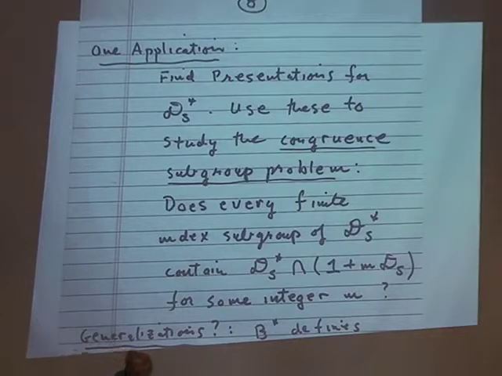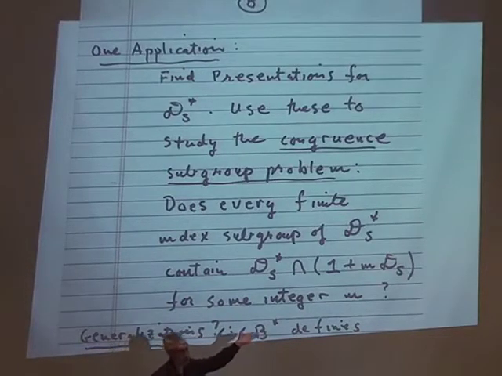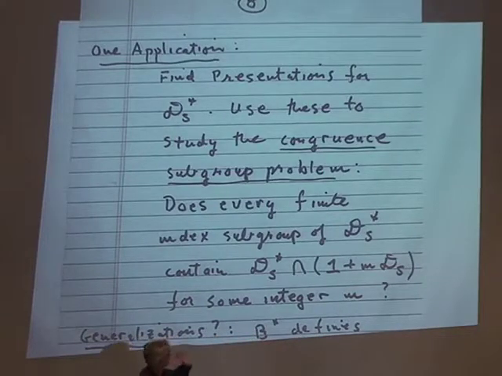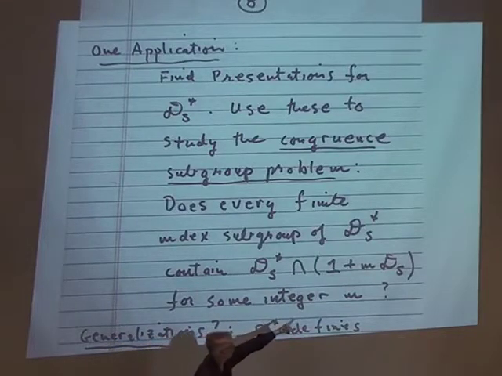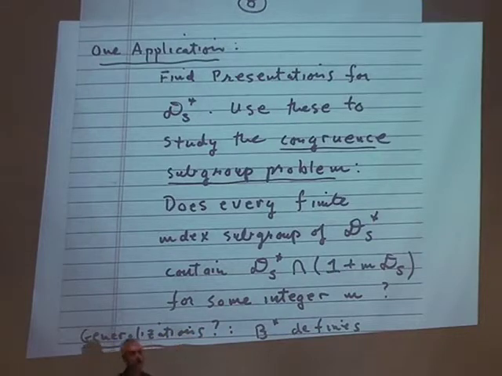If you take a finite index subgroup inside this group of S units, you'd like to know, is it a congruence group? Does it contain a congruence subgroup? And what I mean by a congruence subgroup would be, you fix some, say, rational integer m, and then you look at everything in the unit group that's congruent to 1 mod m. So this is an example of a congruence subgroup. And the congruence subgroup problem has to do with asking, does every finite index subgroup contain a congruence subgroup?